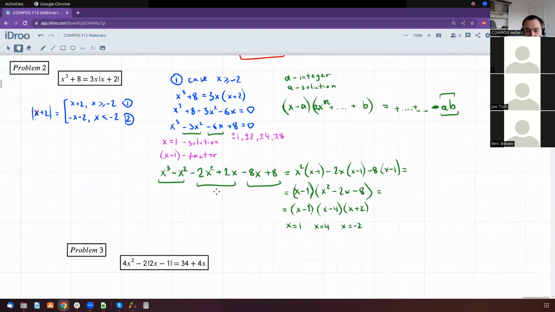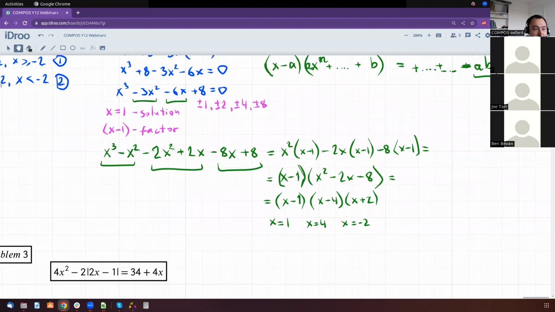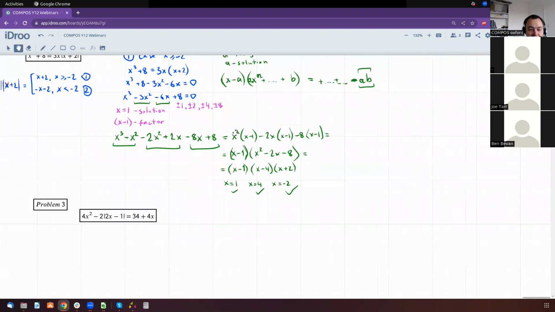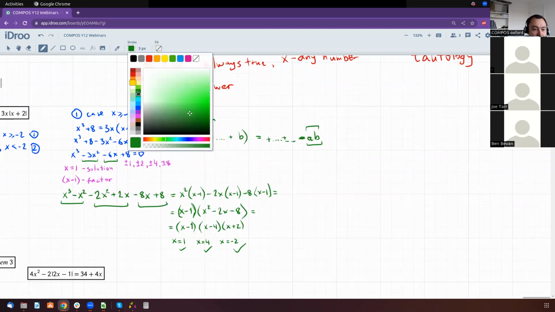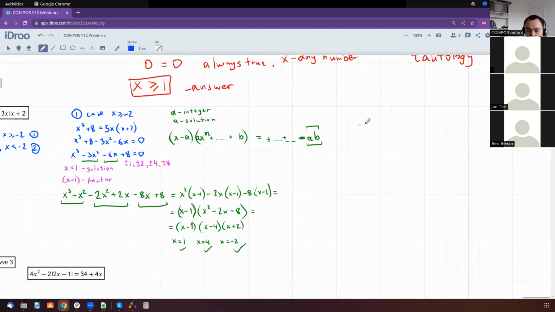But we had a limitation. We said that x is greater or equal to -2, and that means they are all suitable. So this is suitable, this is suitable, this is suitable. Now we look at the second case, x is less than -2.